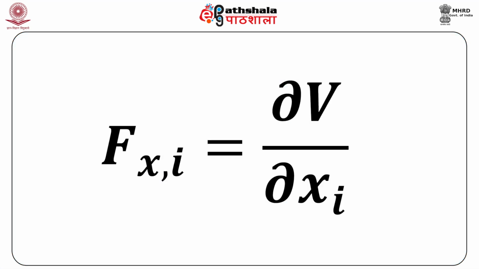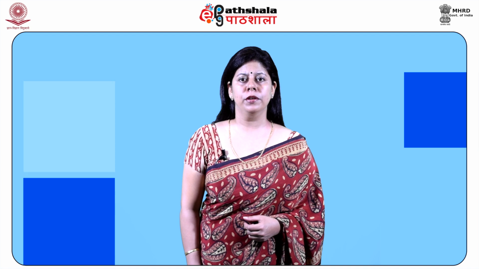Therefore, for example, the component of the force in the x direction of motion on nucleus i is given by F equals minus del V by del xi, where V is the potential energy and xi is the x coordinate of the nucleus. At each instant, the system can be represented by a point on the surface, and thus Newton's second law of motion, that is F equals m into a, is integrated numerically to get the coordinates of the system as a function of time.